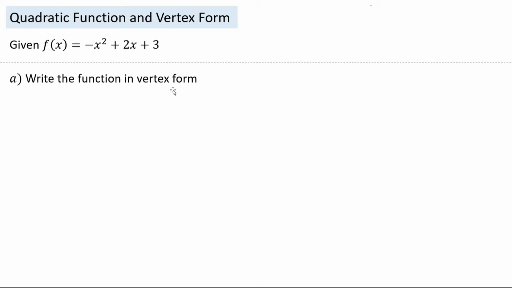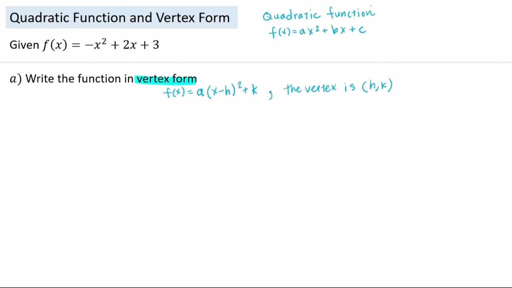Given f of x is equal to negative x squared plus 2x plus 3, let's write the function in vertex form. The first step is to make the coefficient of x squared equal to 1. We get negative x squared minus 2x plus 3.